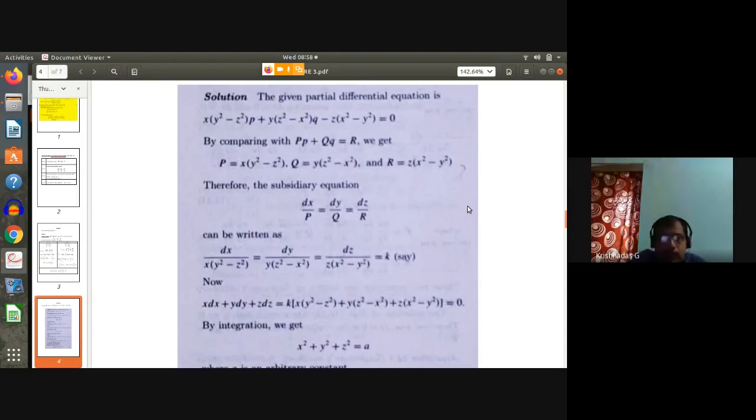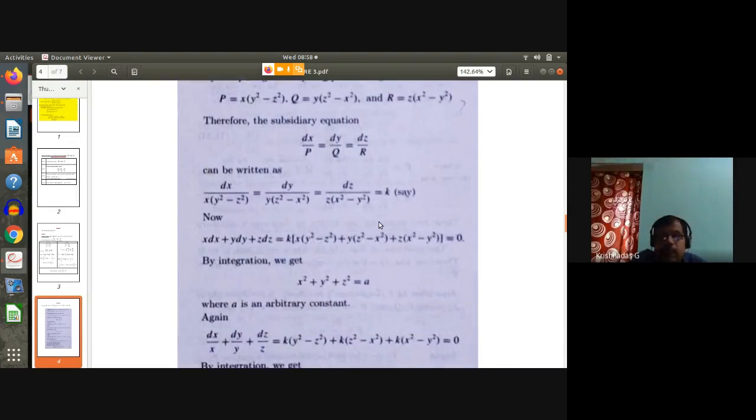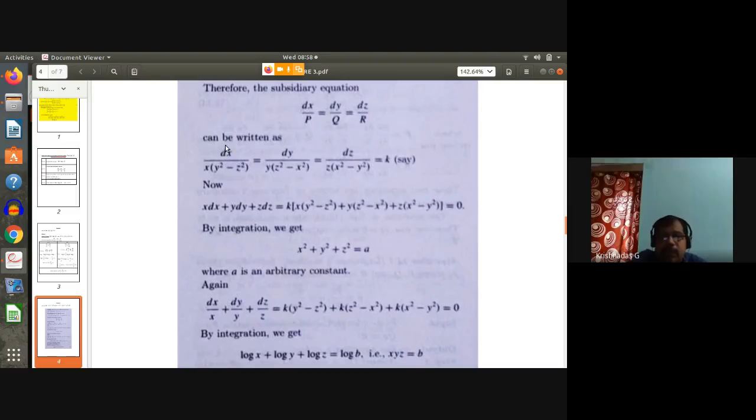And we write the auxiliary equation as dx by P equal to dy by Q equal to dz by R. And that is this one: dx by x into y square minus z square equal to dy by y into z square minus x square equal to dz by z into x square minus y square. We may write that as equal to a constant. Anyway, we have these auxiliary equations.